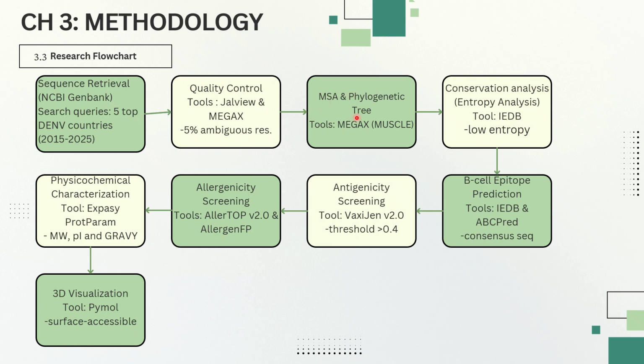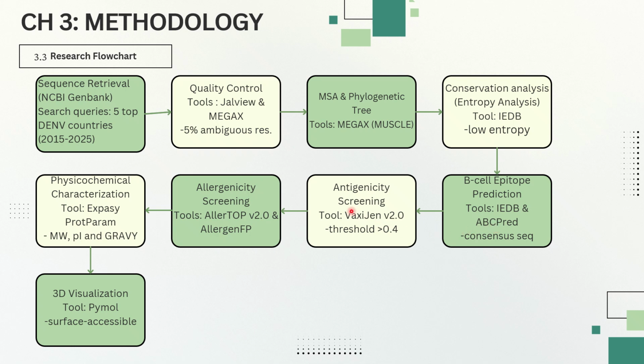Then I will align those sequences using the MUSCLE algorithm to observe the genetic relatedness, and then I will check for low entropy regions through entropy analysis, where low entropy means a highly conserved and unchanged region. Next, I will perform B-cell epitope prediction. To ensure high accuracy, I will use a cross-validation strategy using 2 tools, i.e. DiscoTope for structure-based prediction and ABCpred for sequence-based prediction. So only consensus epitopes that are identified by both tools will move forward.